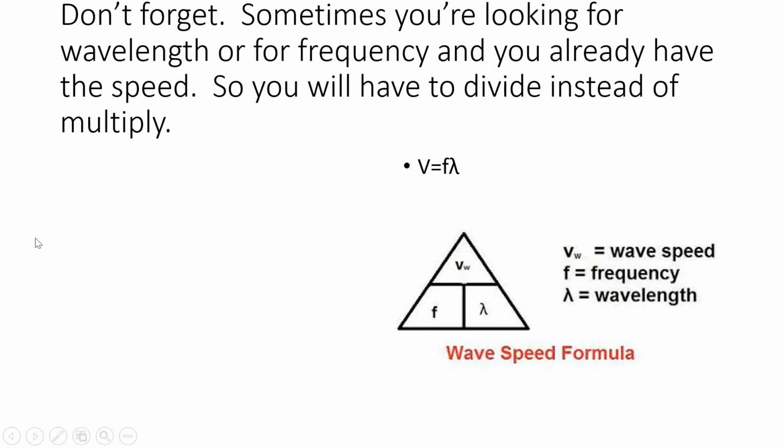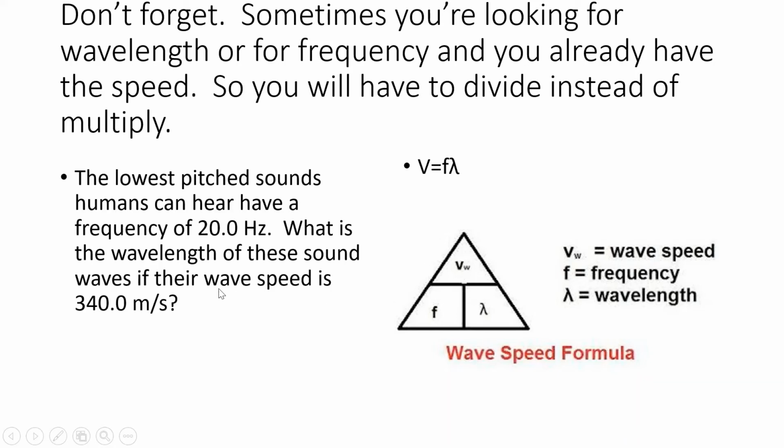Okay, so don't forget, sometimes you're looking for wavelength or for frequency and you already have the speed. So you will have to divide instead of multiply. So here's our formula. Here's our triangle tool. Here's our problem. The lowest pitch sounds humans can hear have a frequency of 20 hertz. What is the wavelength of these sound waves if their wave speed is 340 meters per second?